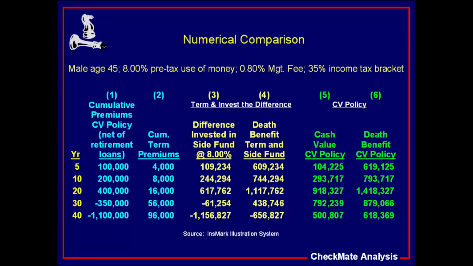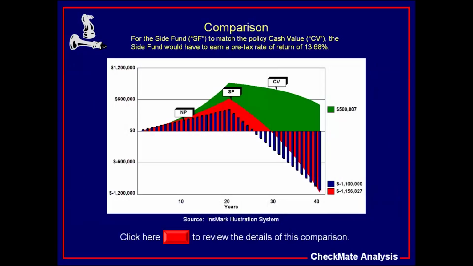Now, if buy term and invest the difference is a good idea, column 3 should be higher than column 5, and of course it isn't. Column 5 is the superior column, as you'll see in a second here. But let's take a look at a graph to show it to you. Green is good and red is not so hot. The cash values of the life insurance policy stay in the positive range. The cash values of do-it-yourself go into a negative range.